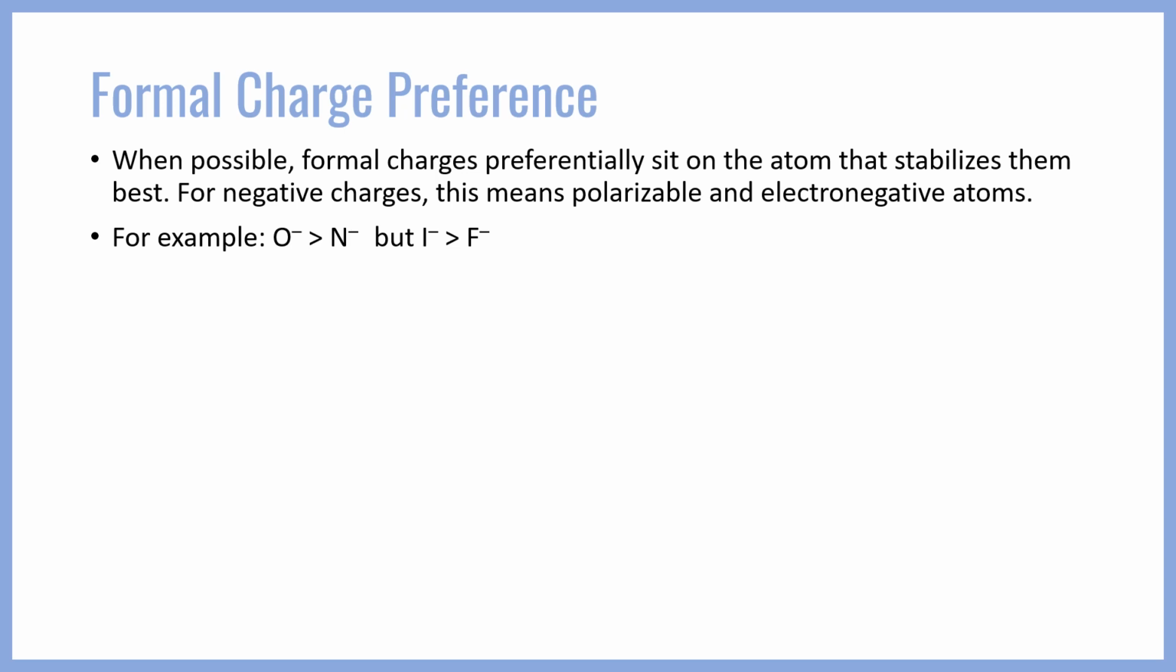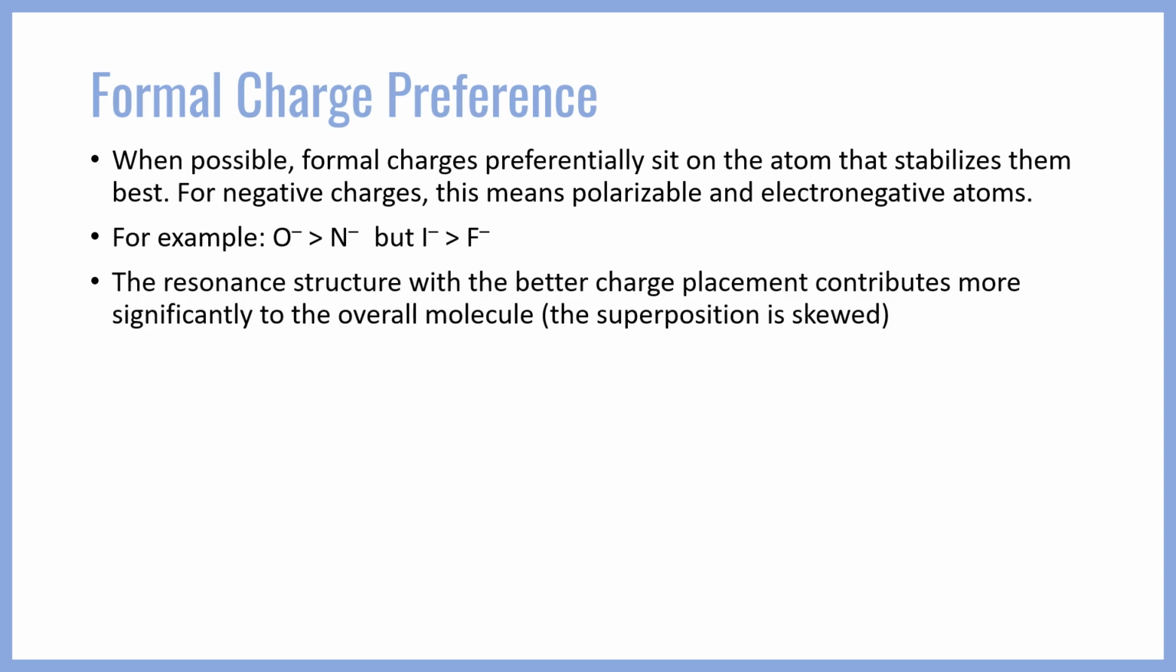On the other hand, iodine better accommodates a negative charge than fluorine, because although fluorine is more electronegative, iodine is so big, the excess electron density can very nicely space itself out and minimize repulsions. So there's a combination between those two factors. In general, the resonance structure with better charge placement is going to contribute more to the overall superposition of the molecule. The superposition is not an even distribution, it is skewed towards the preferred resonance structure.